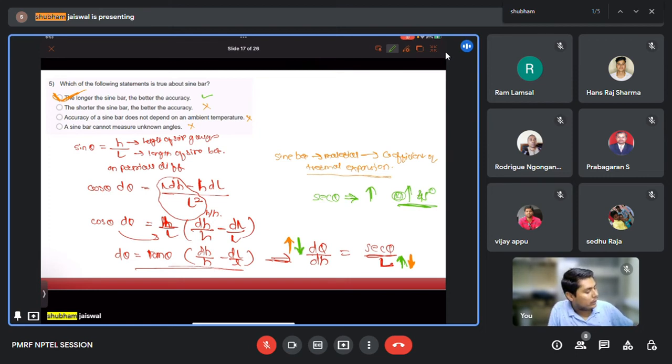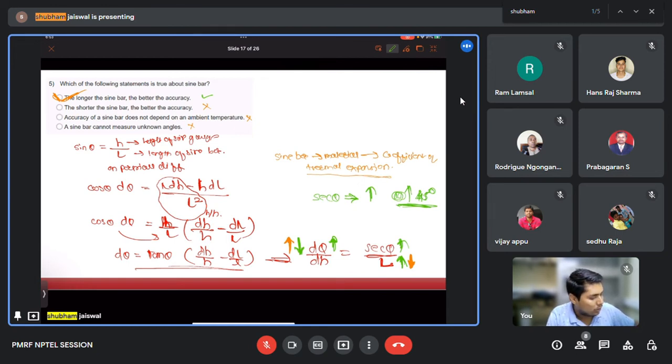So if sec theta is increasing, it means the d theta is also increasing. That is, it will give the less accurate result. So that's why we generally don't prefer sine bar for angle measurement above 45 degree. It means if a small deviation occurs, it will give a larger error. So that's why people prefer to use sine bar below 45 degree. There are some other methods, like we can use an inverted sine bar to measure the angles above 45 degree. I think sir will discuss that in the lecture.